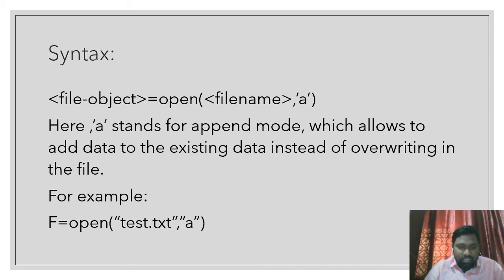For example, F is a file object. I'm opening the file where I'm going to add new data. The test.txt is already stored in the particular folder of Python programming.